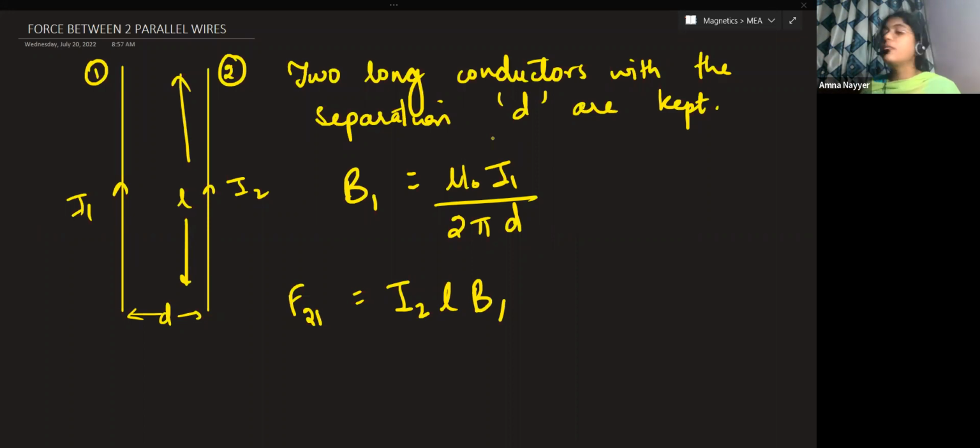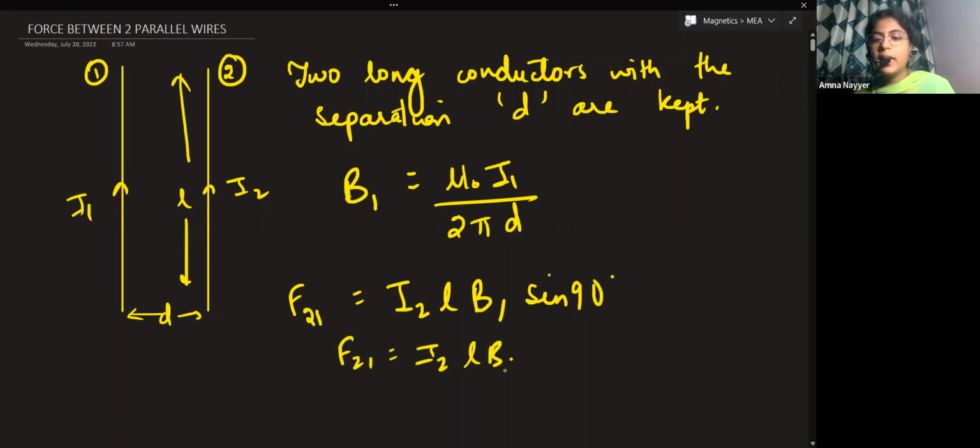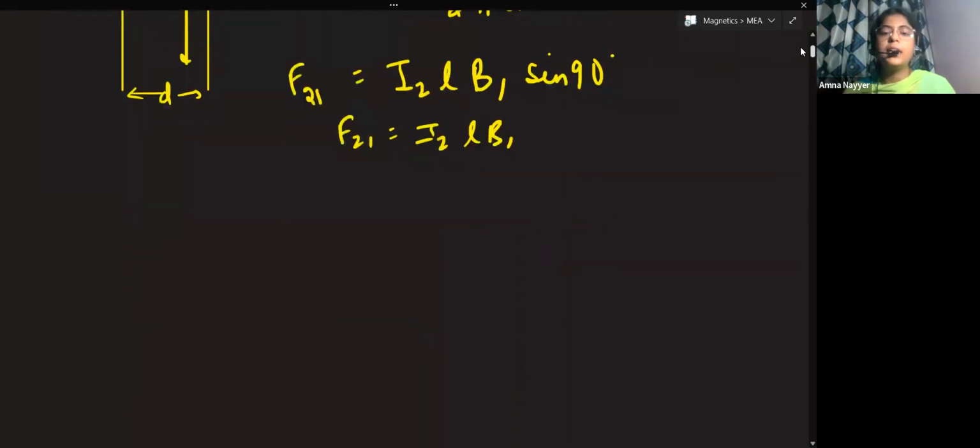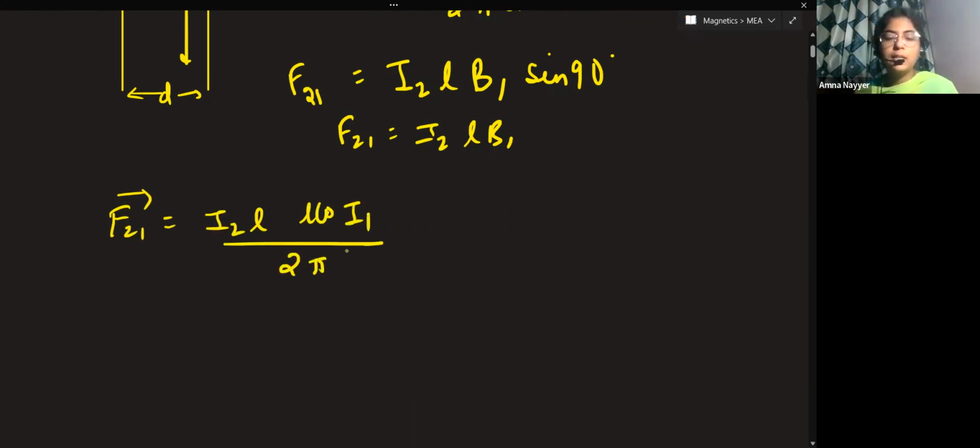It means making an angle of 90 degrees again, so this becomes sine 90 degrees. So F21 is basically I2 L B1. Now we have the value of B1. Let's put it: mu naught I1 divided by 2 pi D. So F21 becomes I2 L, and instead of B1, I will write mu naught I1 divided by 2 pi D. The current is flowing, the magnetic field is there, and if I curl it, that becomes leftwards. So this is the final formula.